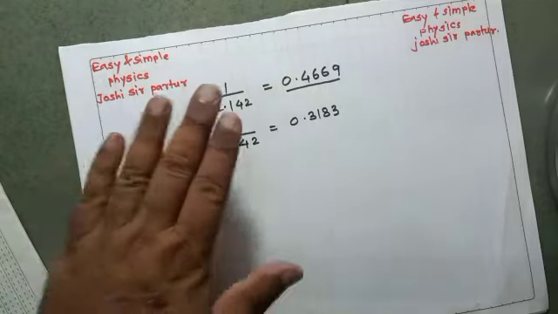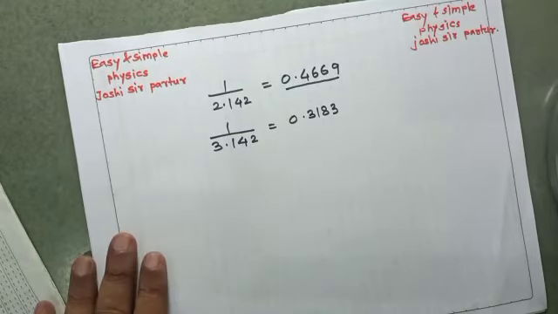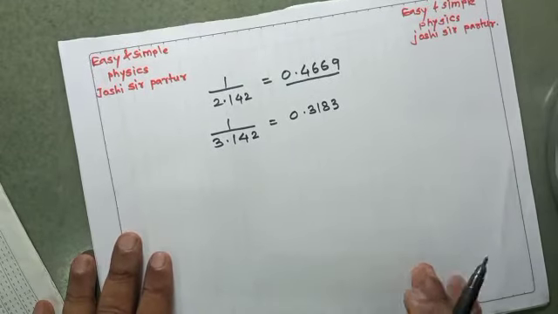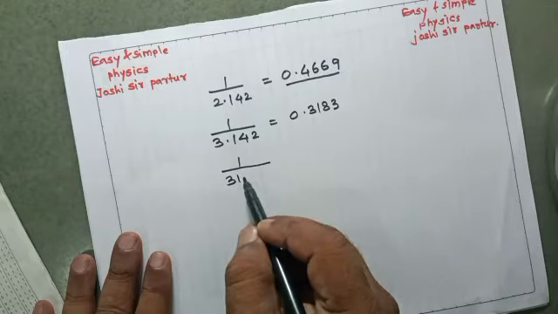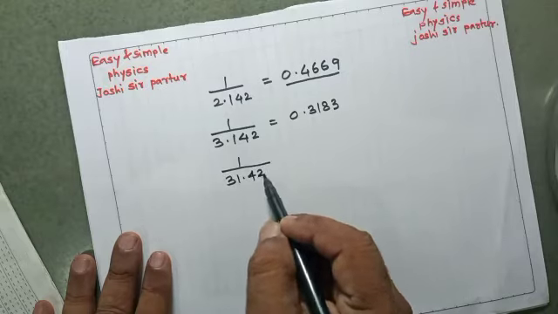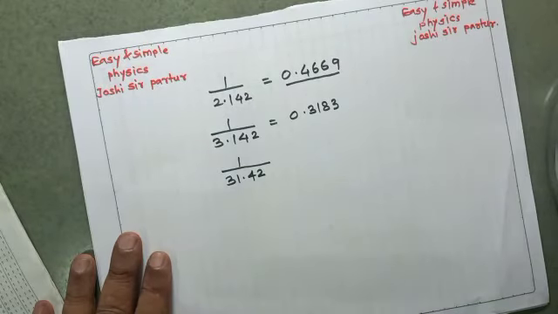But if the number is greater than 9.9, we can see the facility up to 9.9. But if the number is greater than 9.9, suppose we want to see, for example, 31.42, the decimal point is shifted here.